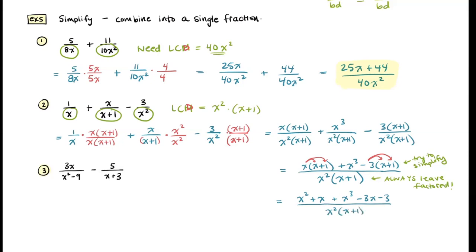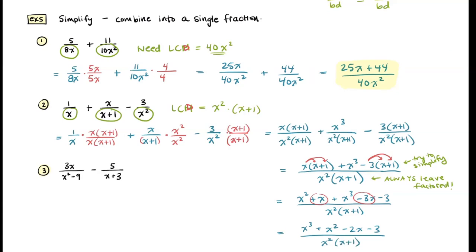And there's not too much to do here, except I think I see an x and a minus 3x, and those are like terms. So we can combine those together, just here and here. Everything else will stay the same. Let's just write it in decreasing degree. So we'll have x cubed plus x squared. We've got 1x minus 3x, so that's minus 2x. Then we've got minus 3. And then again, that's all over x squared times x plus 1.